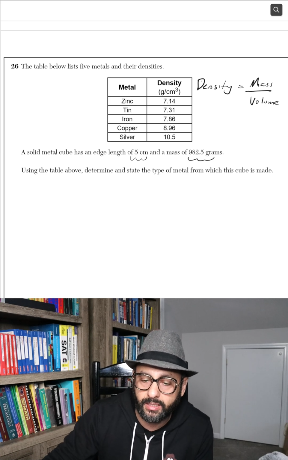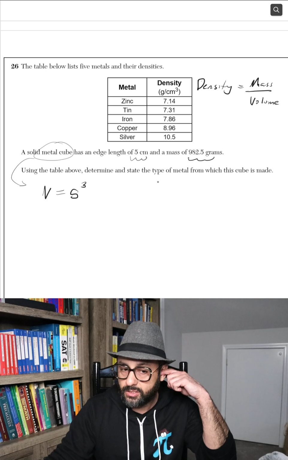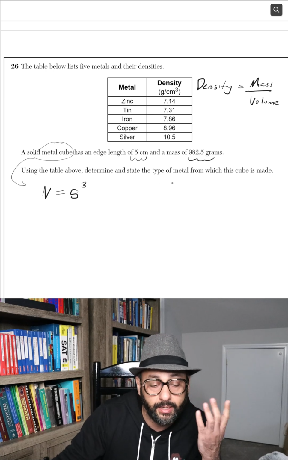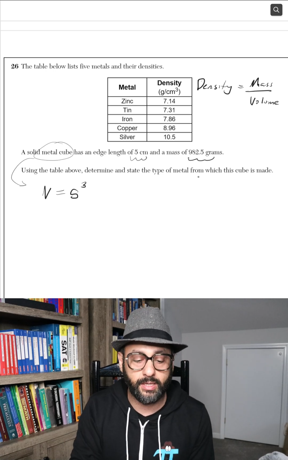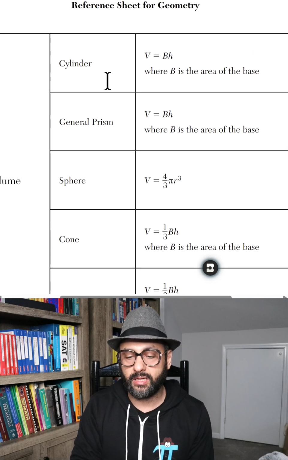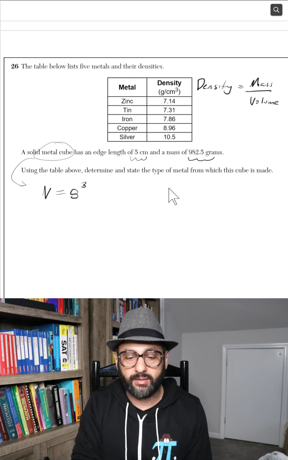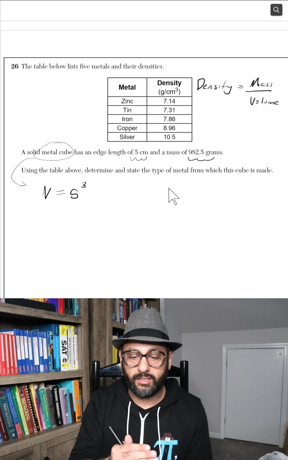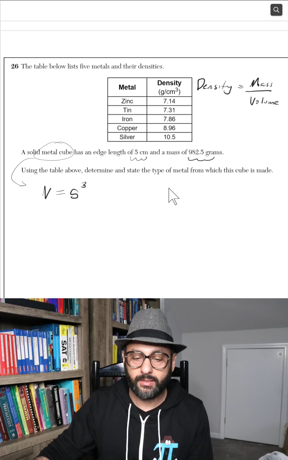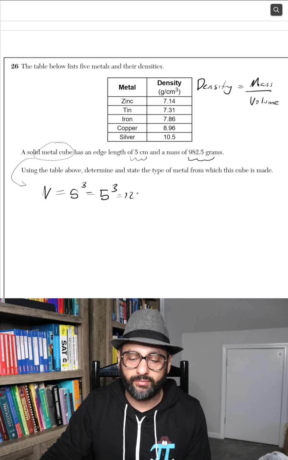Well, the volume, again, this is a solid metal cube. So the solid metal cube has a volume of a side cubed. Now, if you didn't know that, I do wish you did know that. Again, it does help to know that. But if you didn't know that, you can once again go to your reference table and see that the volume of a general prism is base times height, where B is the area of the base. The base is a square, 5 times 5, and then the height is 5, so 5 times 5 times 5. So s cubed, which is equal to 5 cubed, which is equal to 125.